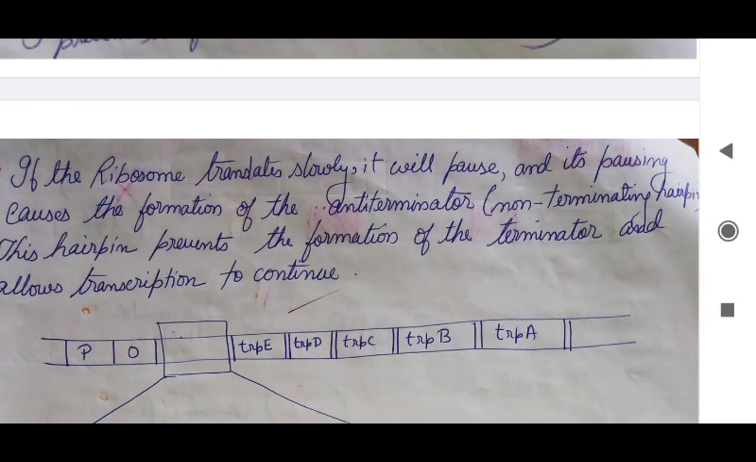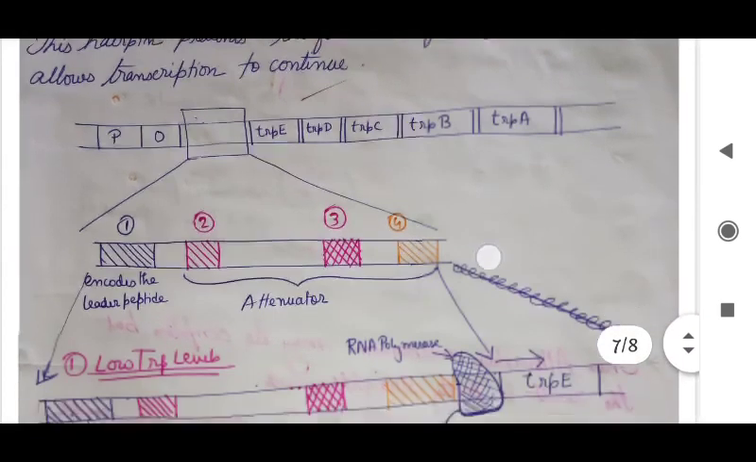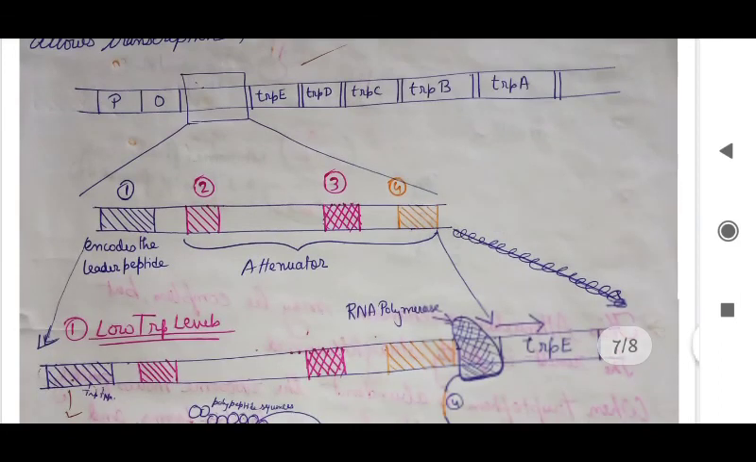Okay, so here you can see clearly that I have shown only the leader sequence. See the leader sequence given by 1 2 3 4. The number 1, the blue region, encodes the leader polypeptide. 2 3 4 here represents the attenuator regions. The segments of the attenuator have been given by 2 3 4.